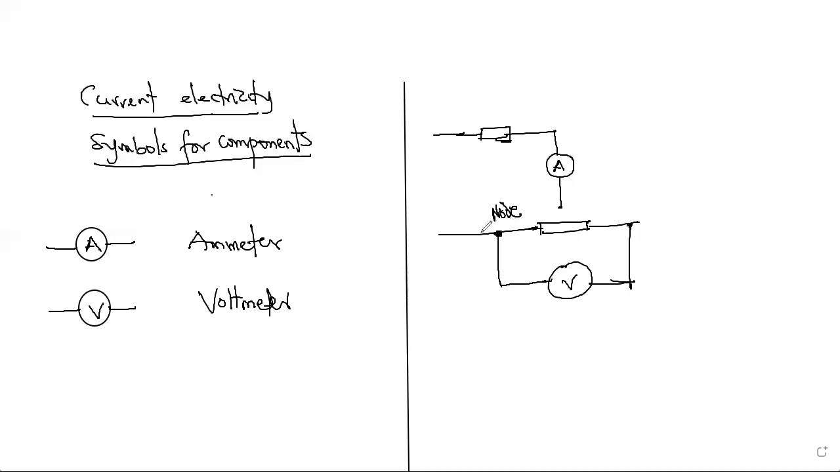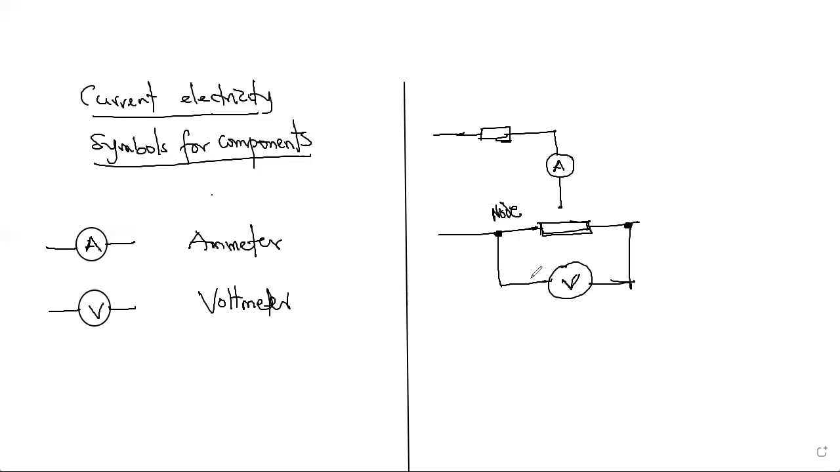A node is a point where you have a T-junction, like three or more wires being connected together. So this is a junction or a node, and this is another junction and a node. Anytime you can identify that, you have a parallel connection there. So a voltmeter is usually connected in parallel to the resistor, and it can measure the potential difference between these two ends of the resistor.